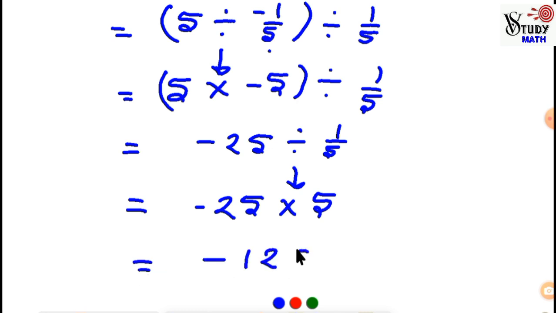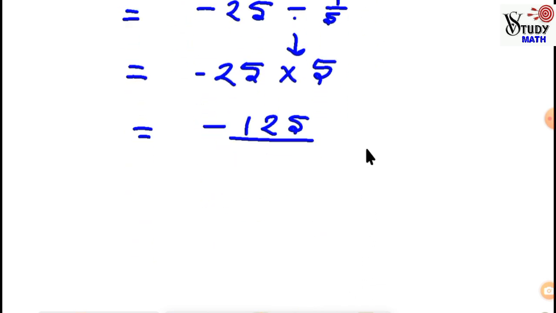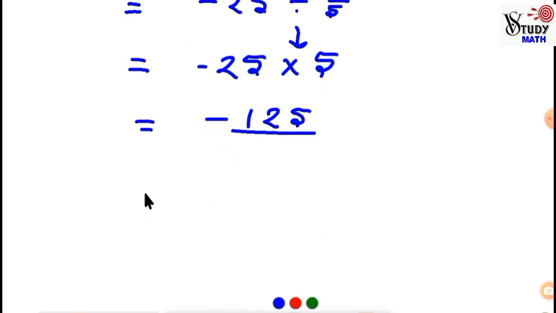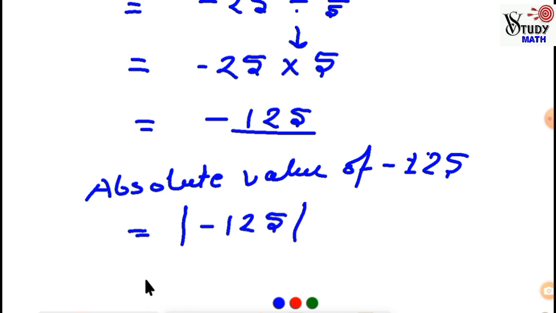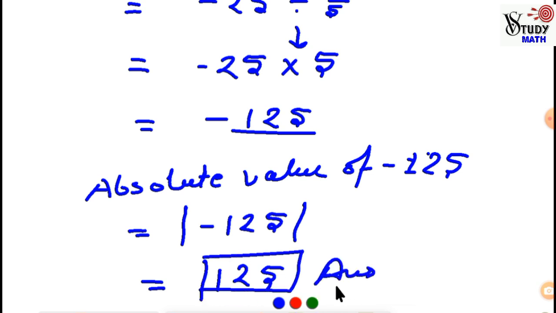125, but we have to find the absolute value of this. So the absolute value of negative 125 is equal to the modulus of negative 125, and the value of the modulus of negative 125 is positive 125, and this is the answer of this question. So my dear students, this is the solution.